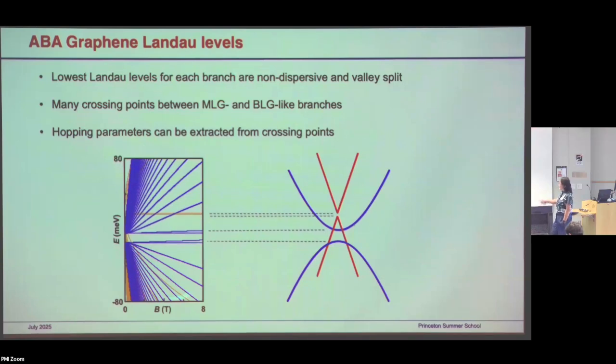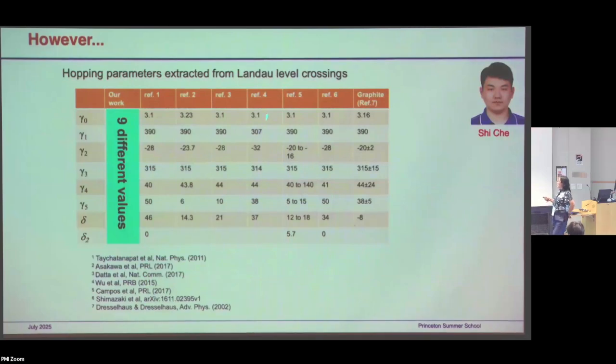So in principle, you can determine the hopping parameters from the crossing points. But if you look at the literature, what happens is that the crossing numbers are different. We did 9 different samples and got 9 different values. So what's happening?